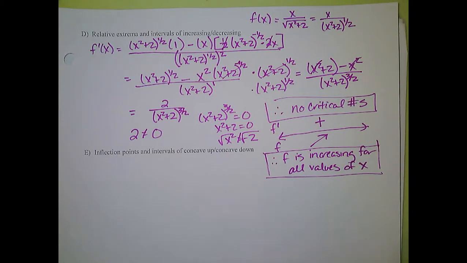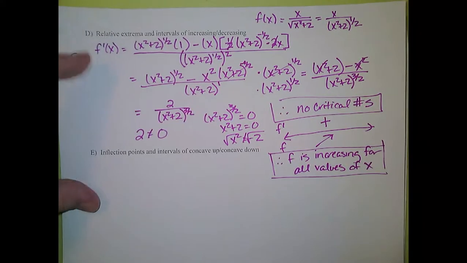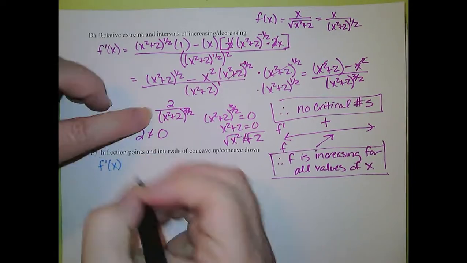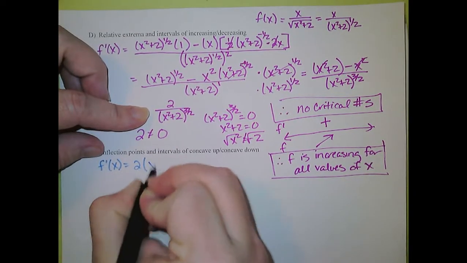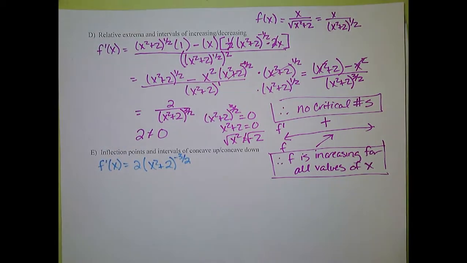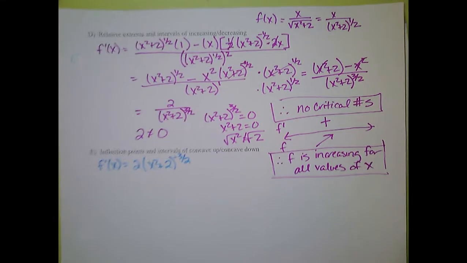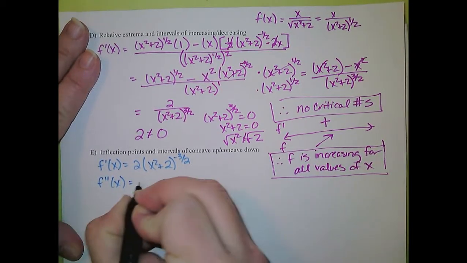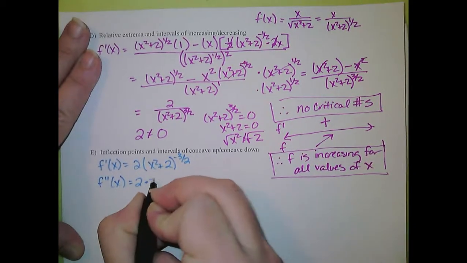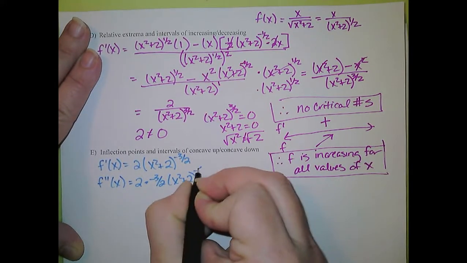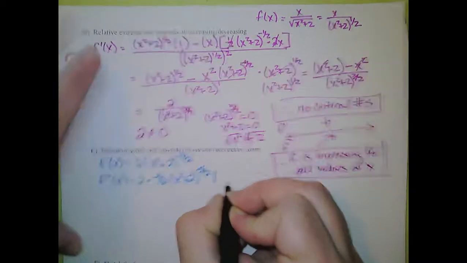Now to find the inflection points and the intervals of concave up and concave down, we need to look at the second derivative. So our first derivative here, I'm going to rewrite as 2 times x squared plus 2 to the negative 3/2. That way I just have chain rule and I don't have to worry about quotient rule with it. So the second derivative would be 2 times negative 3/2 x squared plus 2 to the negative 5/2 times 2x.